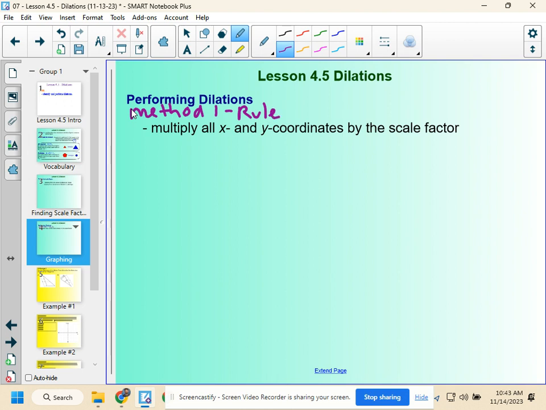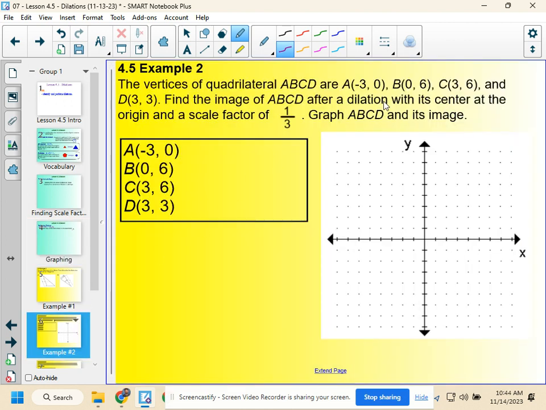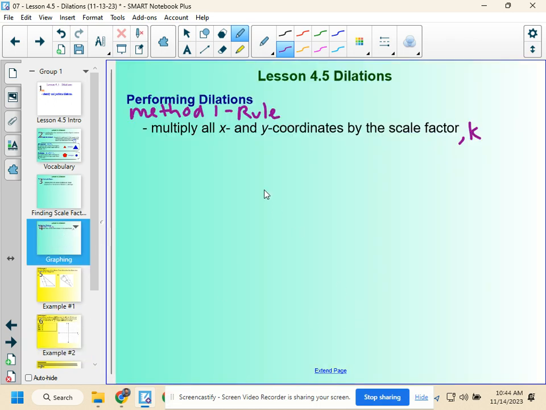And then we wrote this: multiply. I'm looking at the board. I can see the same things on the board. Multiply all or each x and y coordinate by the scale factor, k. Okay. So if we wanted to look at what that looks like in an example, it says use a dilation with the center at the origin and scale factor of 1/3. So that's the rule saying multiply everything by 1/3. All right, that's method 1.